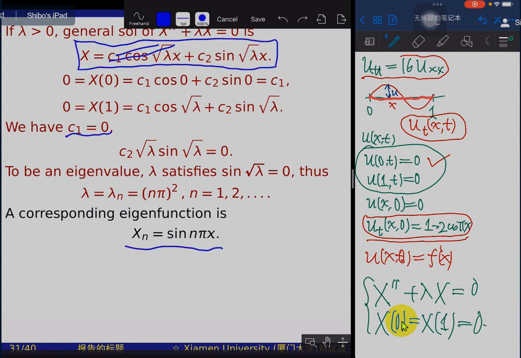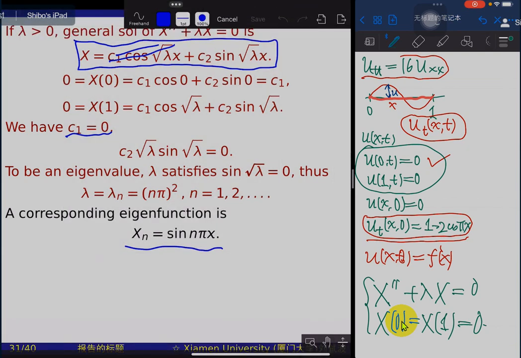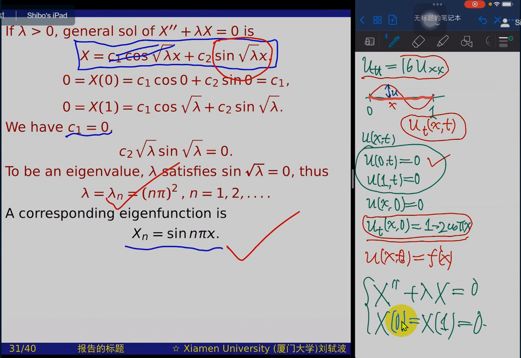Your solution is here. This is your solution. But your lambda is n pi square. Therefore, eventually your solution is sine n pi x. Okay? So we find the eigenvalue, we find the corresponding eigenfunction. This completes the solution for the eigenvalue problem.